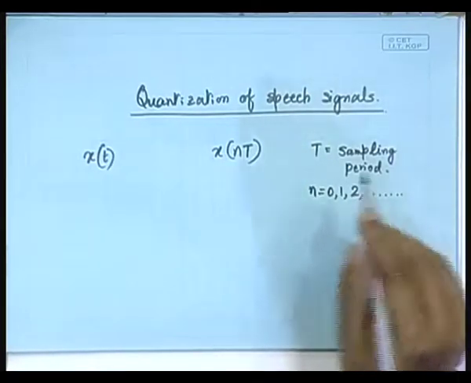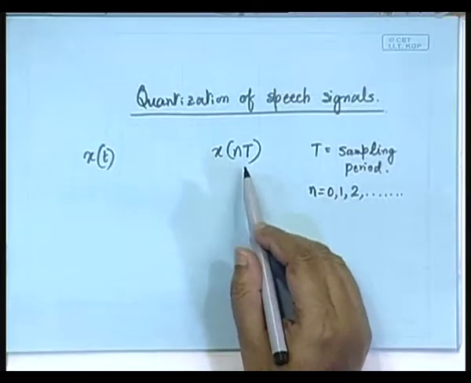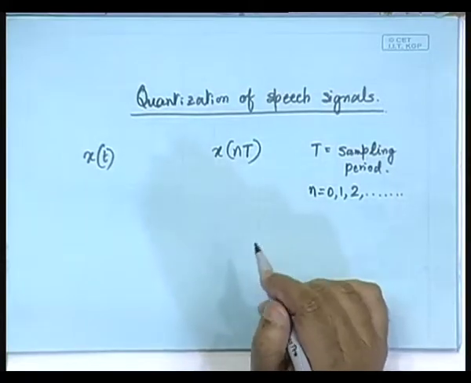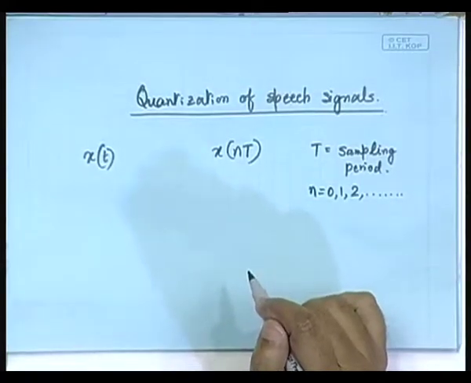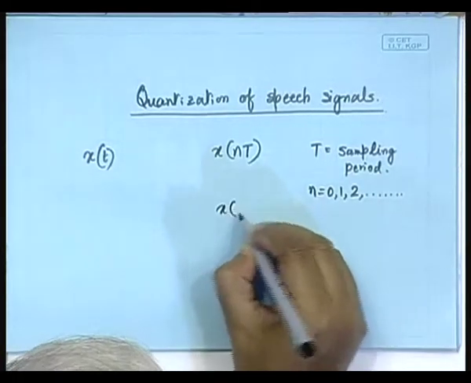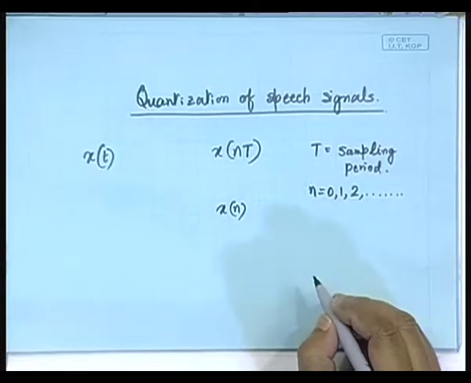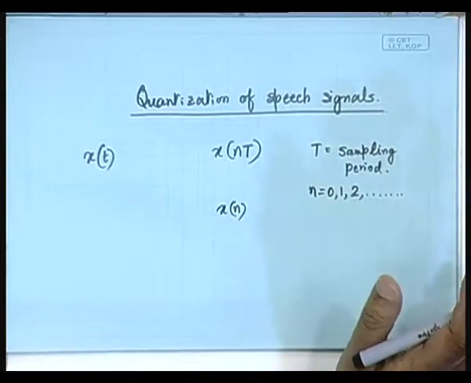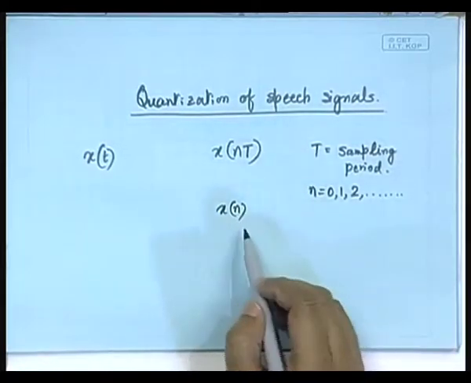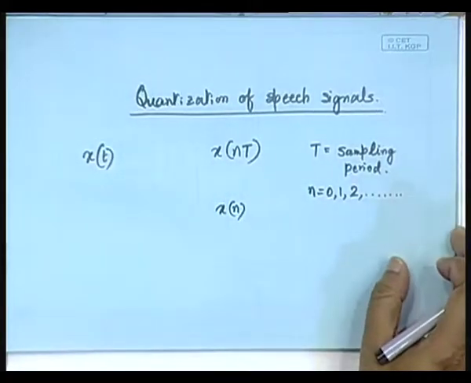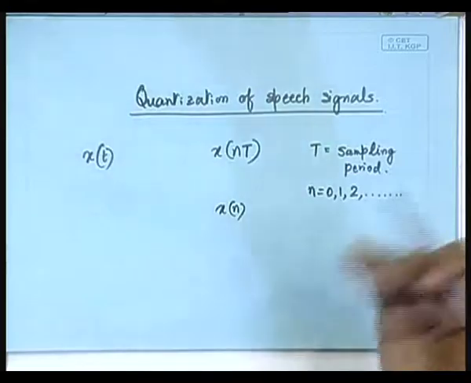That means at those time instances, x(T), x(2T), x(3T), and so on, we are going to sample the speech signal, and those samples we can later denote by x(n) simply, where n is an integer going from 0, 1, 2, and so on. Each of these samples is thereafter quantized, and it is represented by just a set of discrete levels.